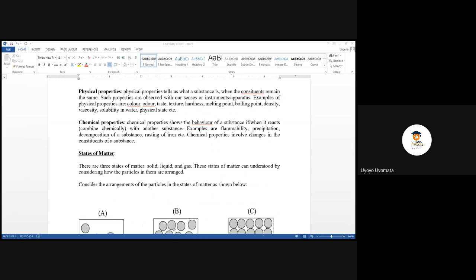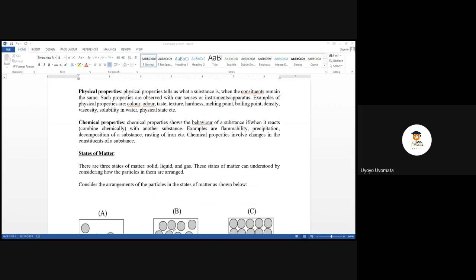The examples are the color of the substance. When I see a substance and I see its color, let's say the color is purple or pink, I can say one of the physical properties of this substance is that it is pinkish. So the color of the substance is a physical property of that substance. The odor of a substance, talking about how it smells, is a physical property of that substance. The taste of a substance is a physical property of that substance.